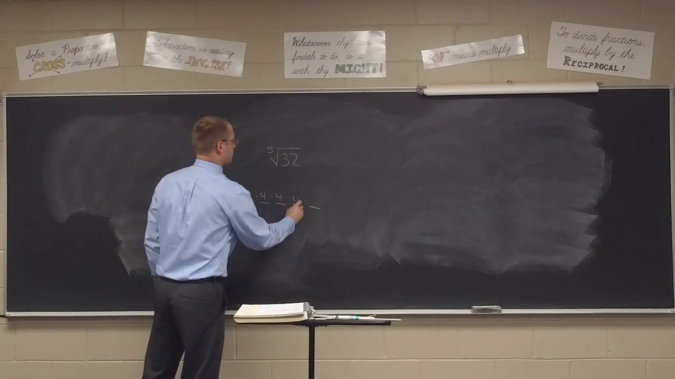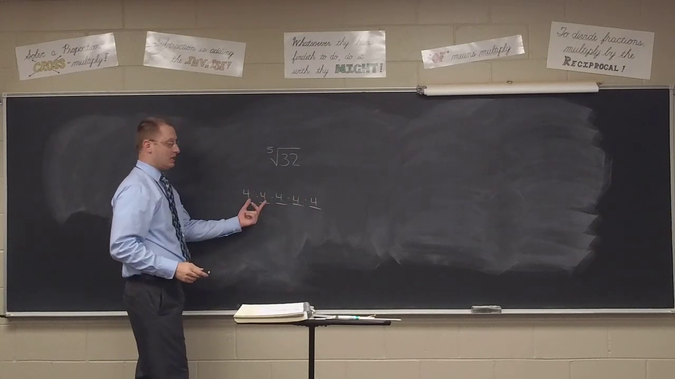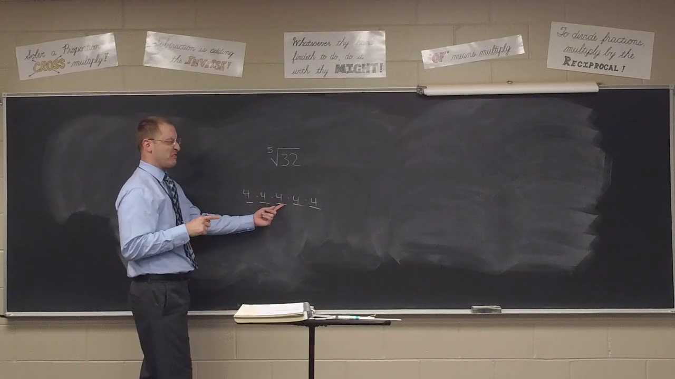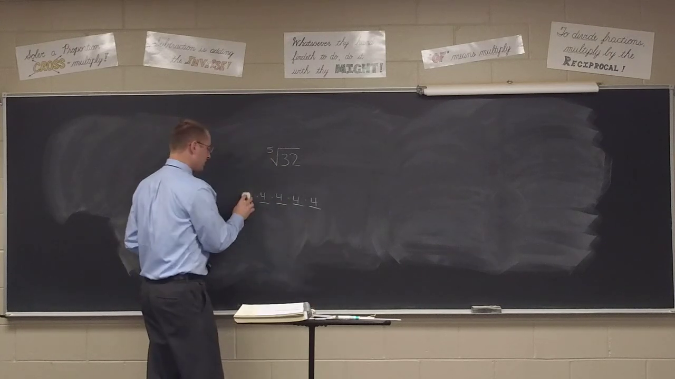4 times 4 times 4 times 4 times 4. All right, what's 4 times 4? 16. Times 4, 64. That's already too big, so it can't be 4. Let's try a smaller number.